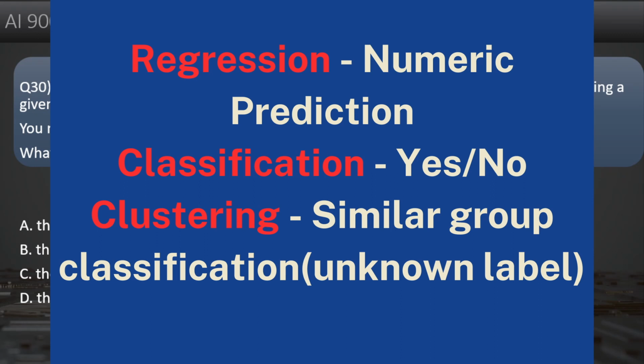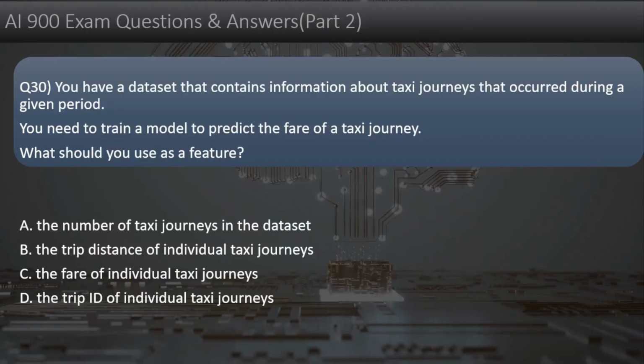Question 30. You have a data set that contains information about taxi journeys that occurred during a given period. You need to train a model to predict the fare of a taxi journey. What should you use as a feature? Options: A. The number of taxi journeys in the data set. B. The trip distance of individual taxi journeys. Option C. The fare of individual taxi journeys. And D. The trip ID of individual taxi journeys.